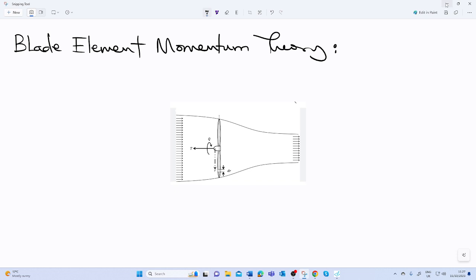Today let's take a look at the blade element momentum theory of a rotor dynamics. Once again, let's take a look at the blade element momentum theory of a rotor dynamics.